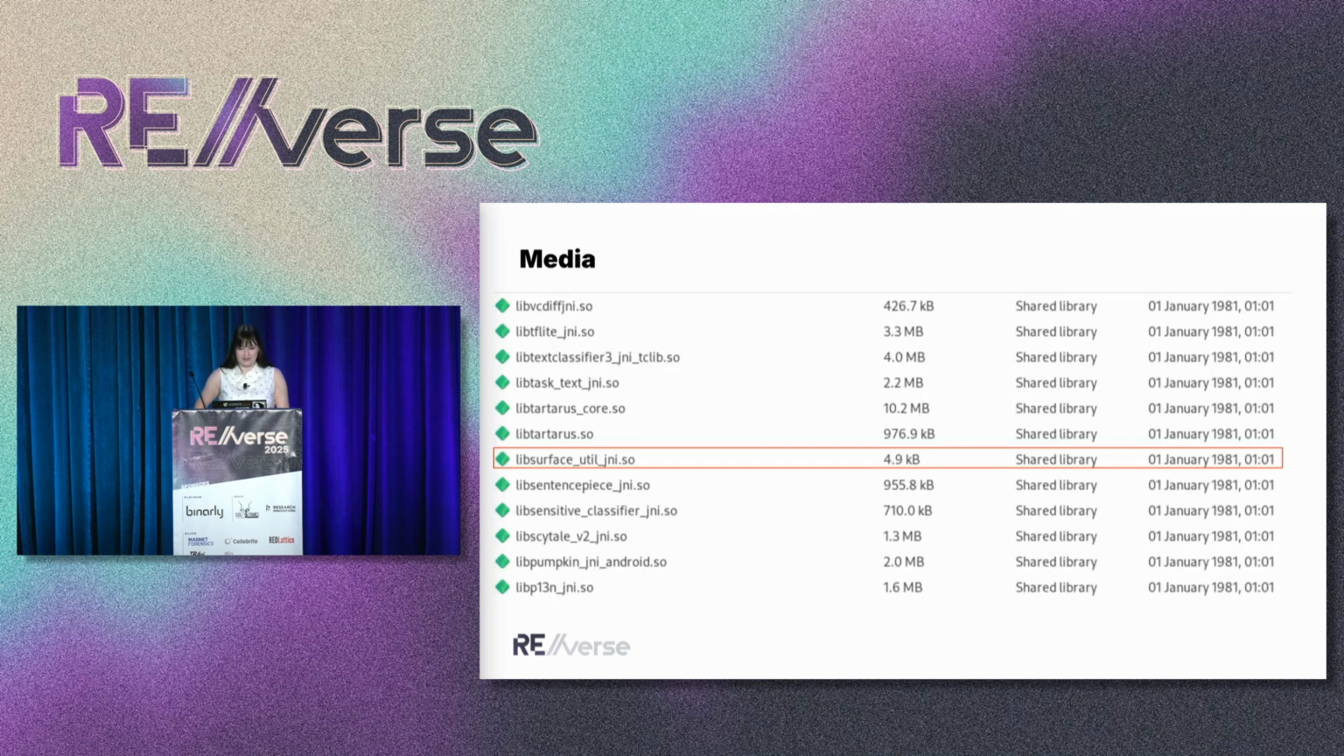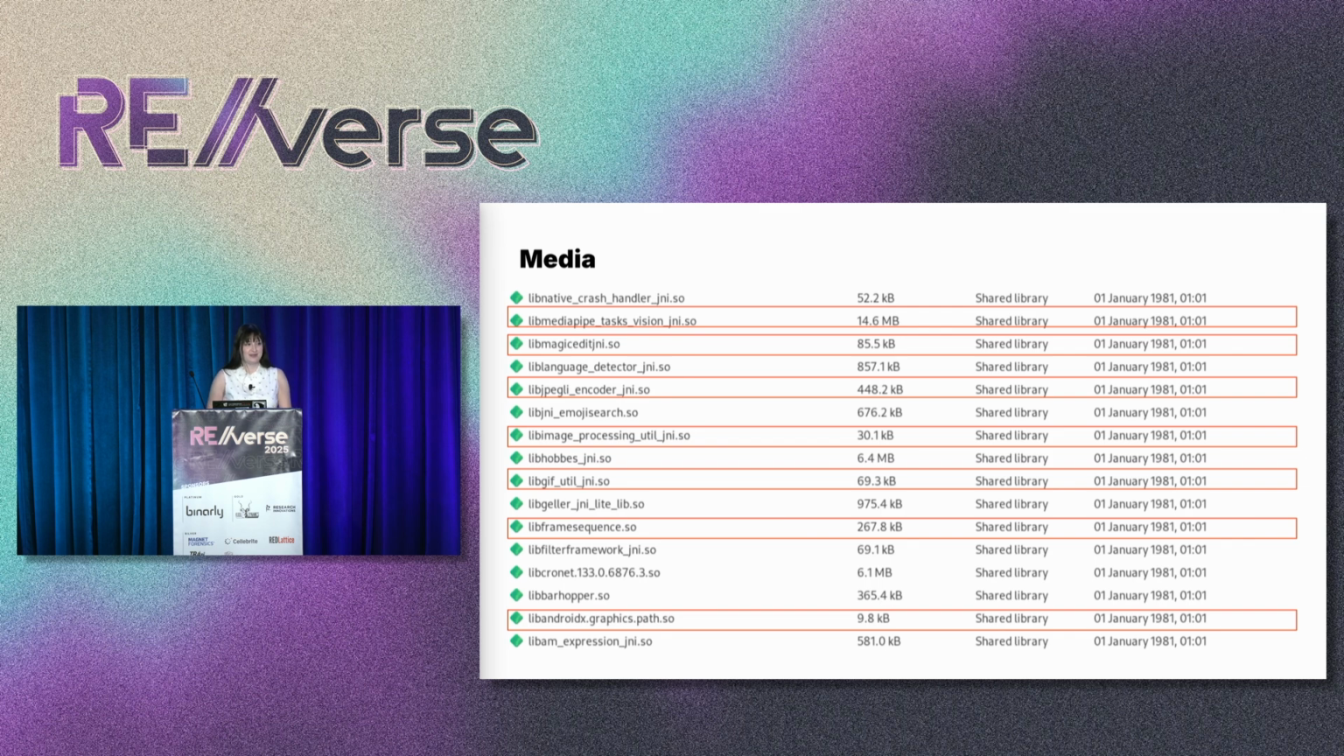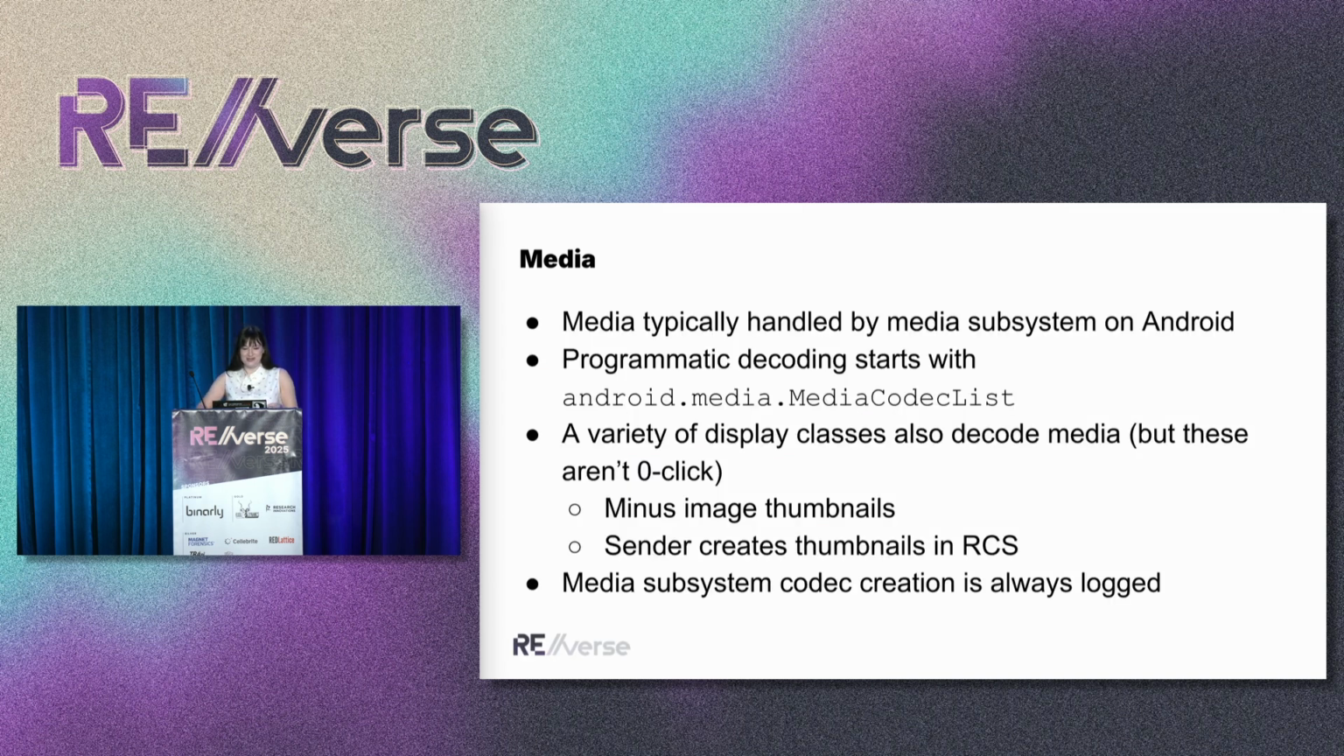So this brought me back to my old faithful, media. This is one of the best places to find bugs in messaging apps. And while I was so taken with all those classifier libraries, like half of the libraries in this messaging app are also media. And that's pretty typical too. And usually they don't load this library. Usually what happens is they'll use the Android media handling subsystem, and then the local native libraries are just a backup. So I looked at how Google Messages handled these.